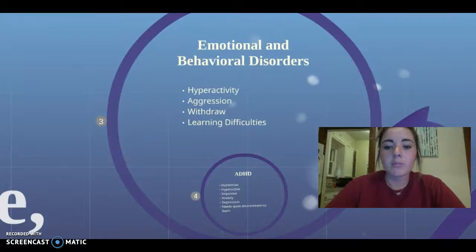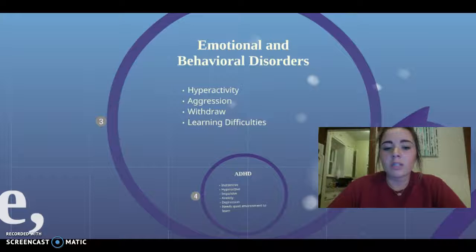The next one is emotional and behavioral disorders. Students with this disorder, they are hyperactive, so they never stop moving, never stop doing things, always have to be doing things. They also struggle with some aggression. They get aggressive when they don't understand that their needs aren't being met, and some similar things to that. They also withdraw themselves from certain learning situations. They think they need to be left alone because people don't understand them.